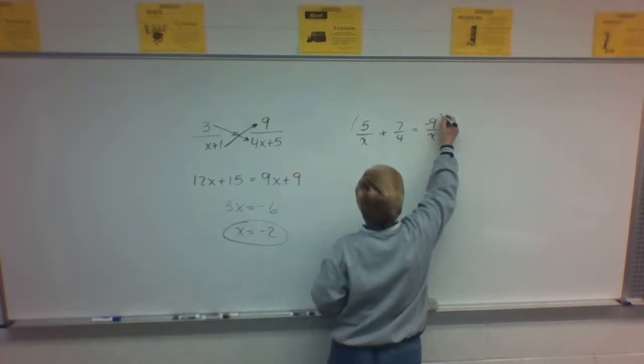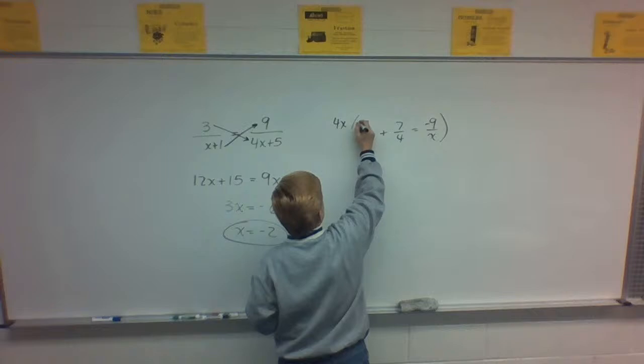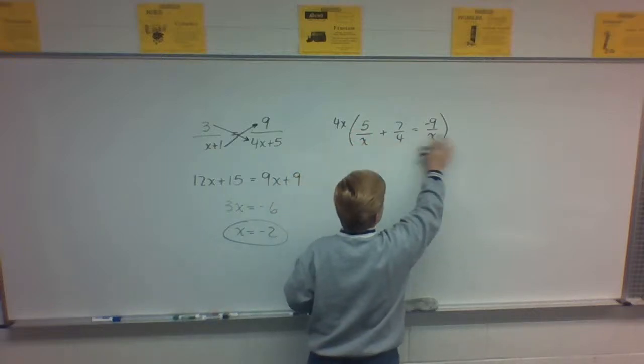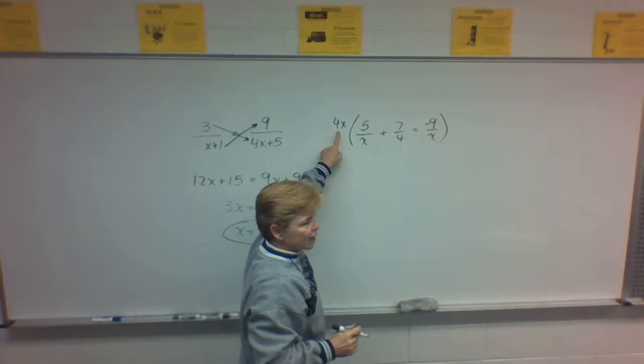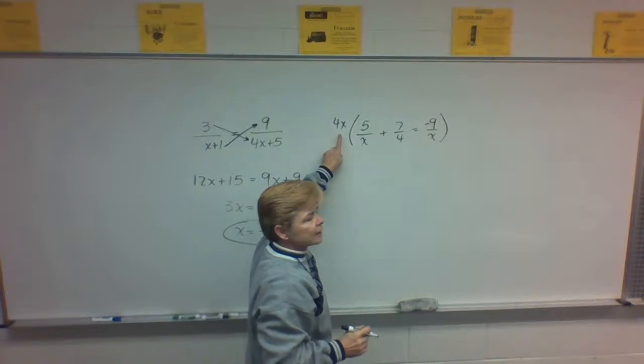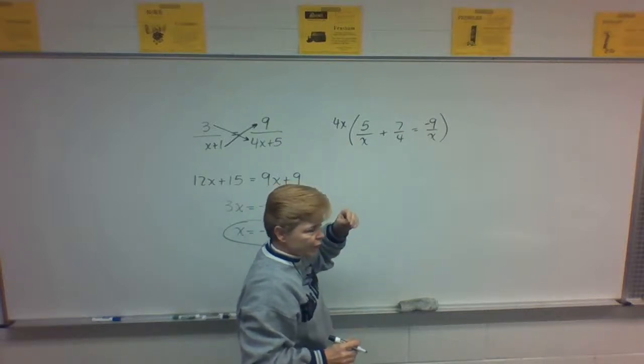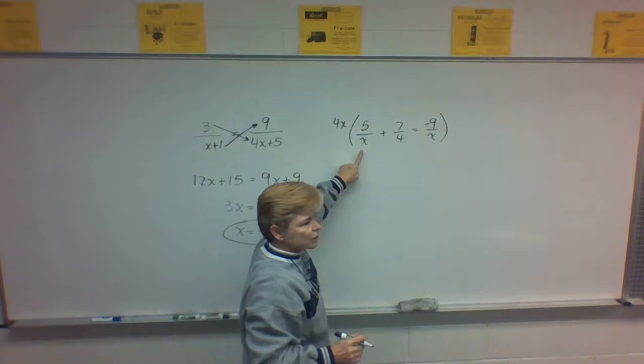We multiply every term by that. It's kind of like a distribution through the entire problem across the equal sign and everything. That's why I put the whole thing in parentheses. Every term is going to get multiplied by that common denominator. And as we do it, if we chose the correct one, anything with a denominator is going to have its denominator canceled.